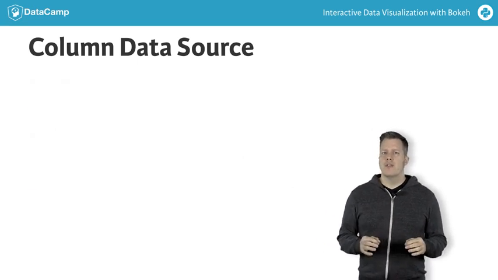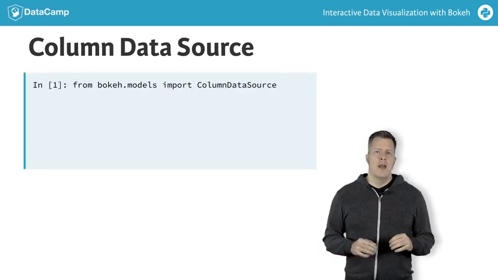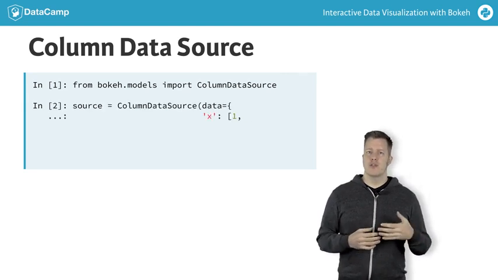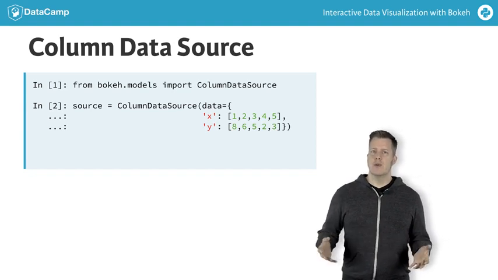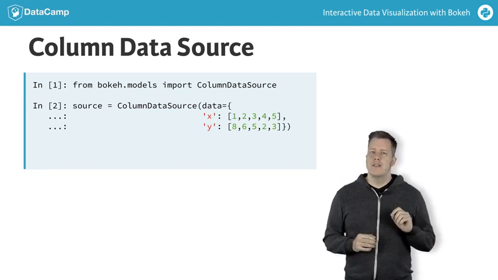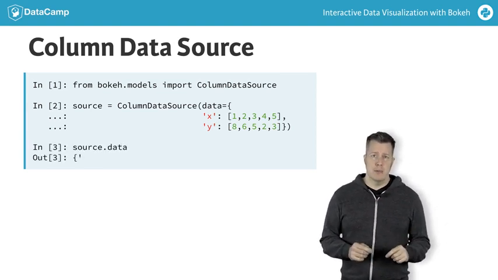First, note that to use them directly, we must import ColumnDataSource from bokeh.models. Then we can create an instance of ColumnDataSource by passing a data dictionary to the initializer. This dictionary should have string keys and sequences, such as arrays or lists, as the values. It is very important to note, all the columns in a column data source must be the same length.